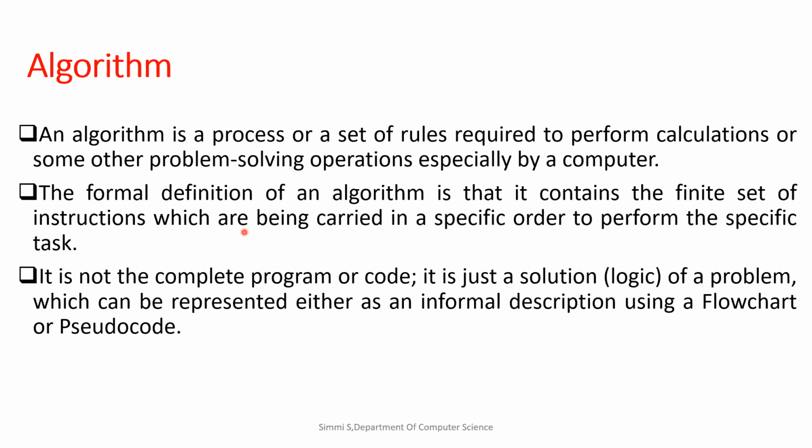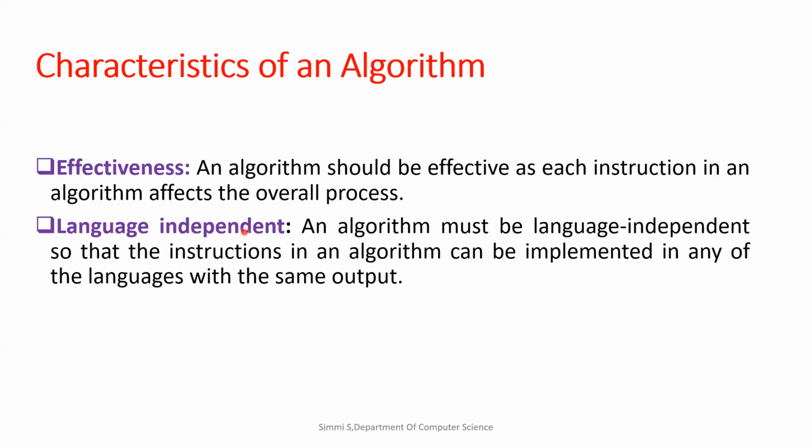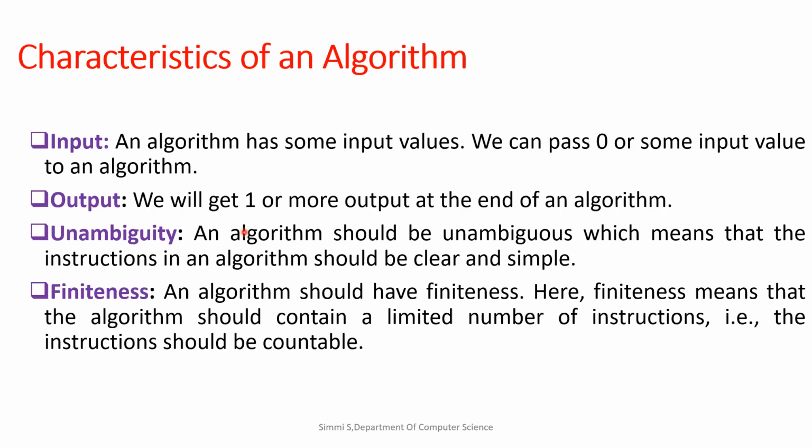Correct. So there is no proper or rigid structure for writing an algorithm. There are no defined rules like this algorithm should be like this. But there are some rules to be followed when we are writing an algorithm, and there are some characteristics for an algorithm. That is, there should be input, output, unambiguity, finiteness, effectiveness, and language independence. So basically, an algorithm is a step-by-step procedure to solve some particular problem.